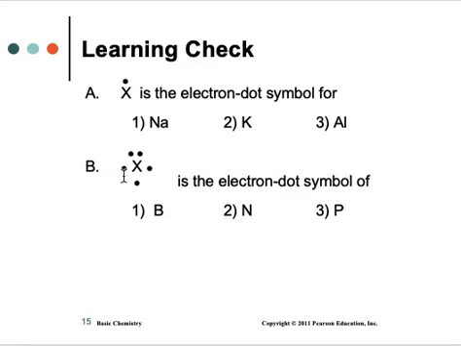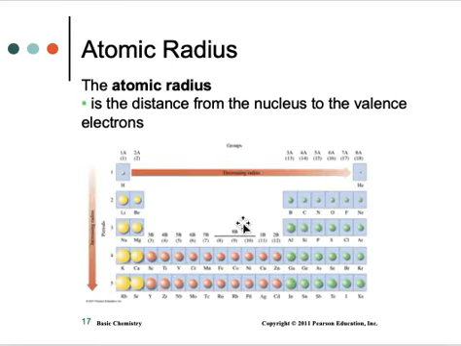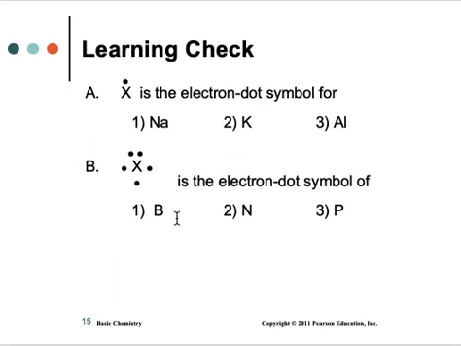Okay, what about this one? 1, 2, 3, 4, 5. All right, so I'm looking for one that's in group 5. All right, so let's go back to the periodic table if we can find one. So nitrogen, phosphorus, and boron. Okay, nitrogen's in group 5. Okay, phosphorus is in group 5. Boron's in group 3. All right, so you'll see that boron could not have this structure. Nitrogen would, and phosphorus would.